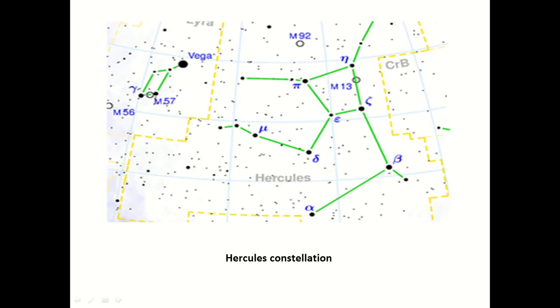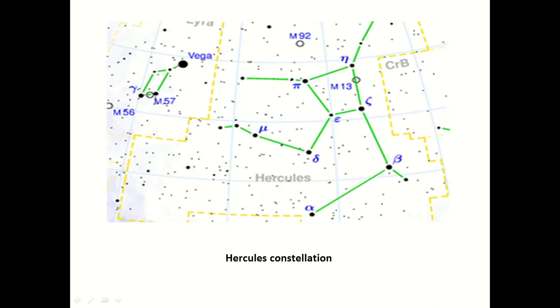And this star hopping method, because of its simplicity, is a common method for finding objects that are close to naked eye stars or very close to the brightest stars.